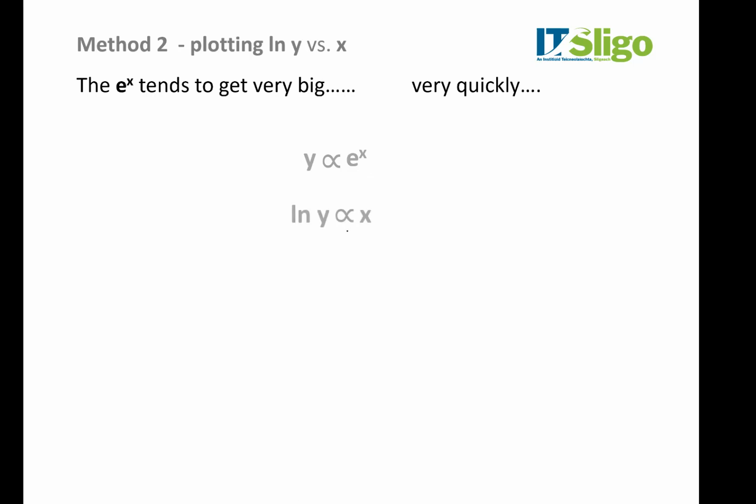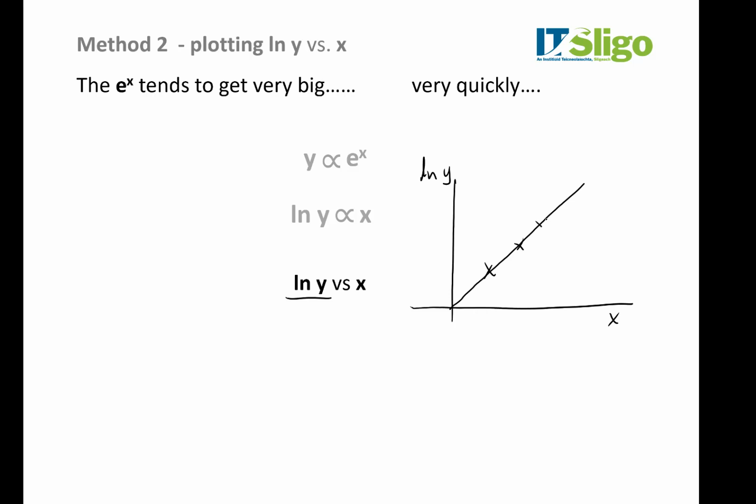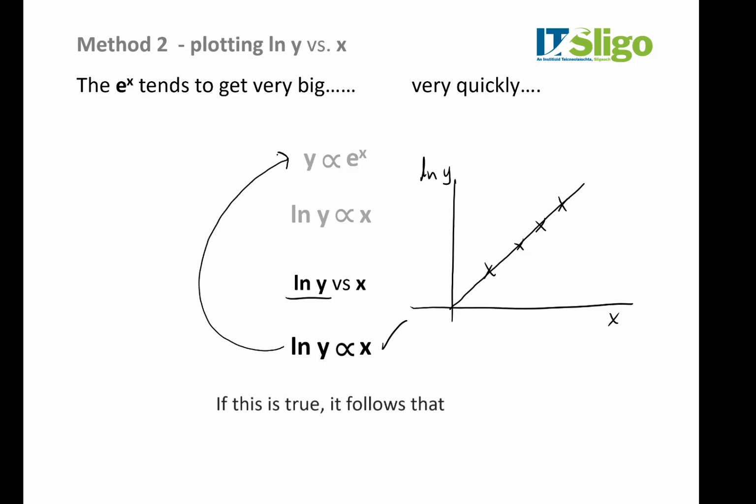So if we now draw a graph of natural log of y, ln y, versus x, and we get a straight line, this then verifies that this statement is true. From what I said earlier, if this statement is true, then that follows that the original statement is also true, because they're the same thing. They're both saying the same thing.